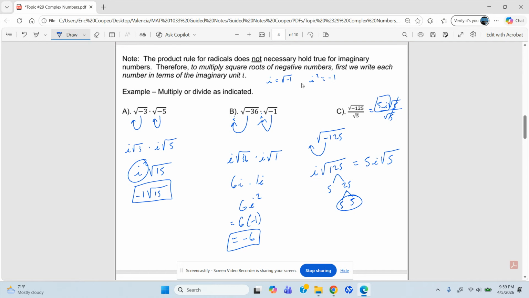So again, one of the big things, and we'll see this later on, is when we see this i squared, it's becoming negative 1 every single time. And then if it's written right next to something, it's becoming a multiplication of that.